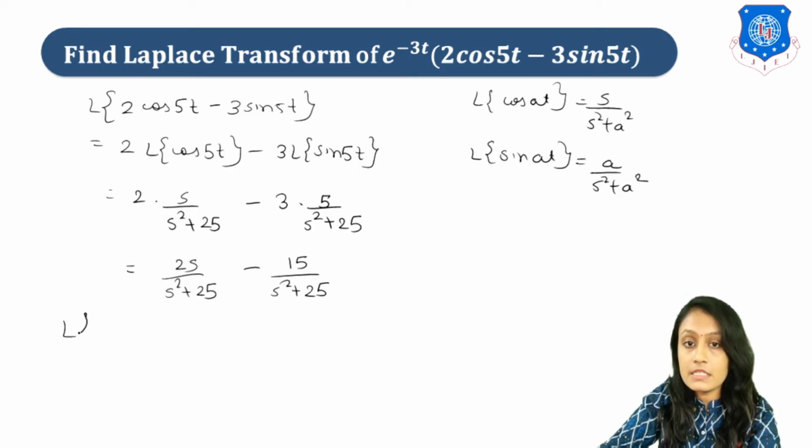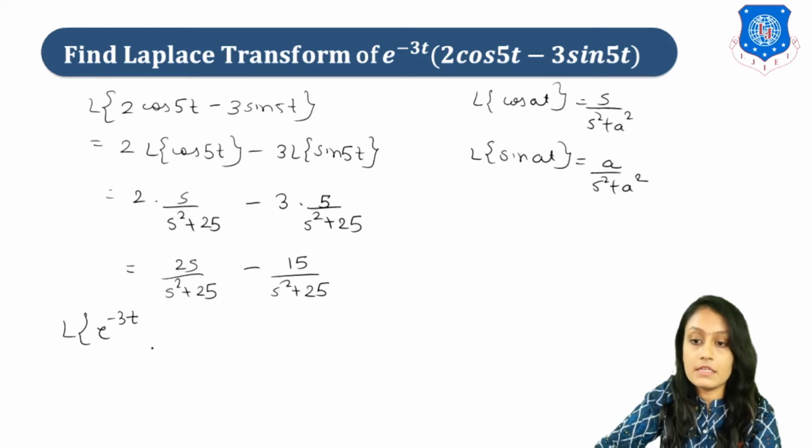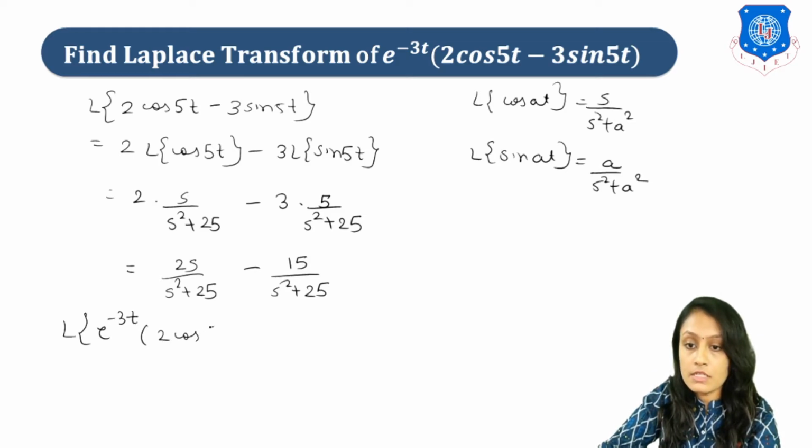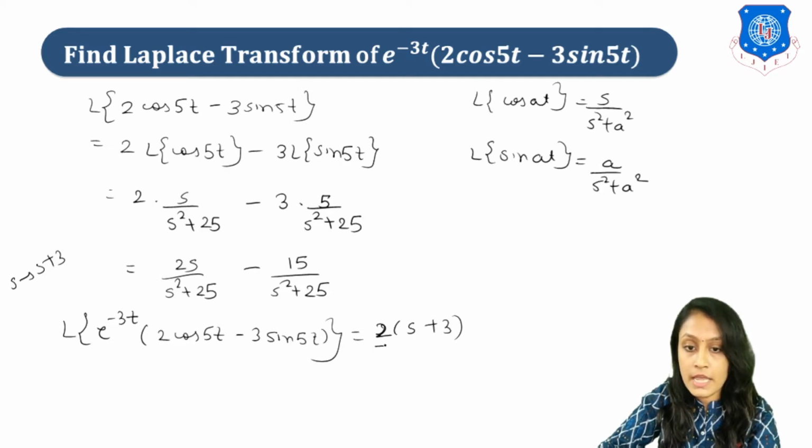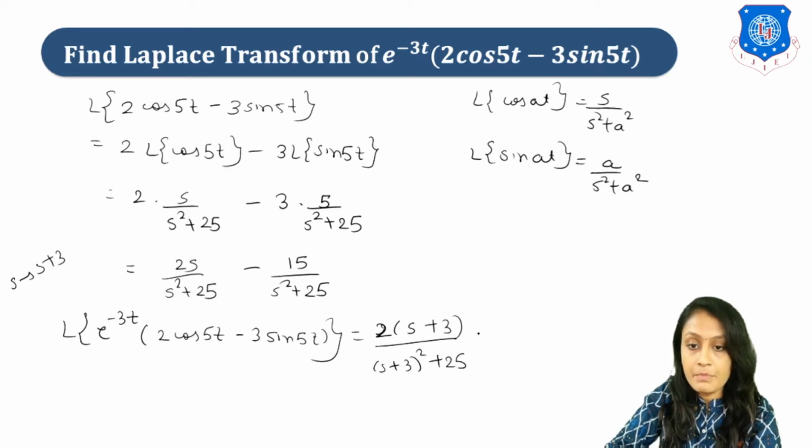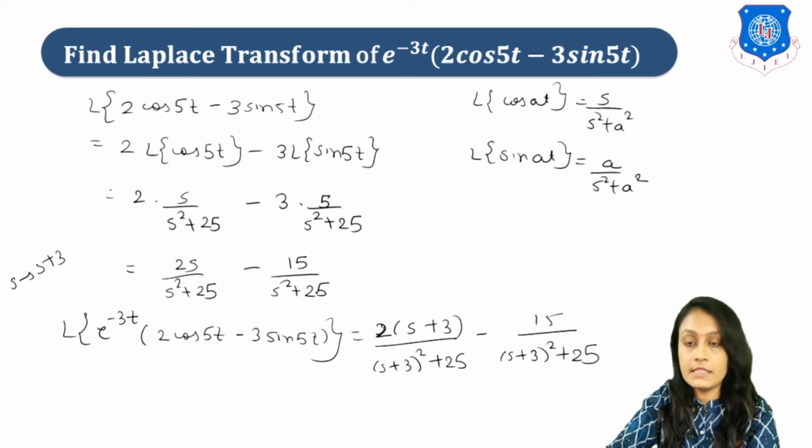Okay. Now in this we have to apply e raised to minus 3t, okay, and this 2 cos 5t minus 3 sin 5t. So what we have to do? Now here we have minus 3, so in place of s we have to write s plus 3. Okay, so everywhere here in place of s just write down s plus 3. So 2 times s plus 3 upon s plus 3 whole square plus 25 minus 15 upon s plus 3 whole square plus 25. Okay, so this is your final answer.